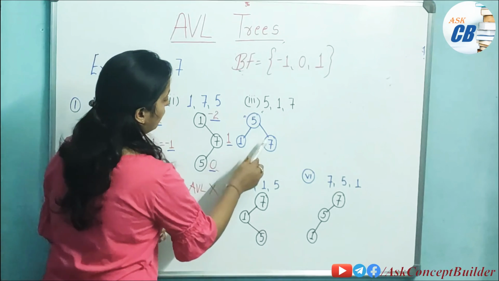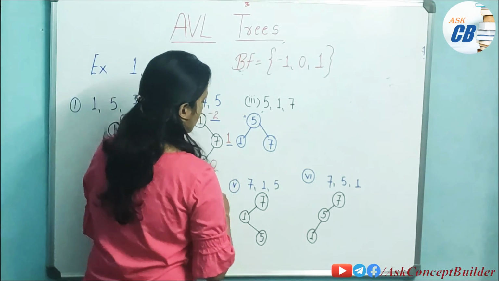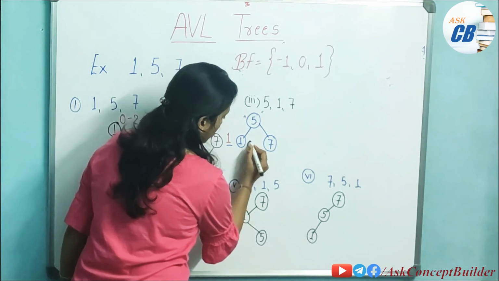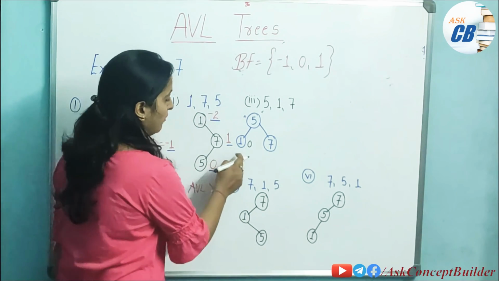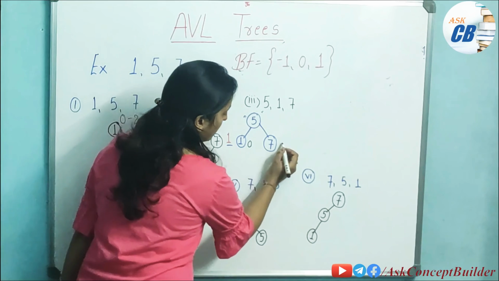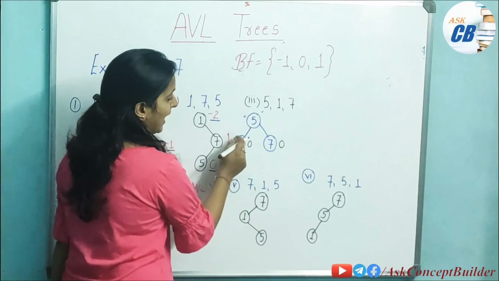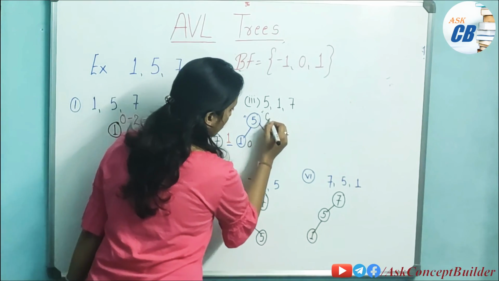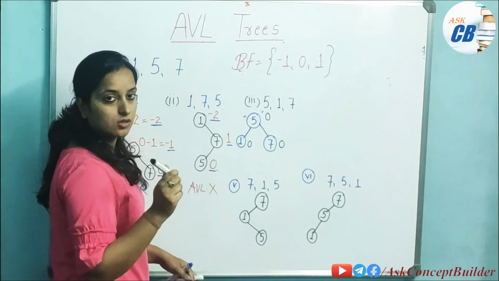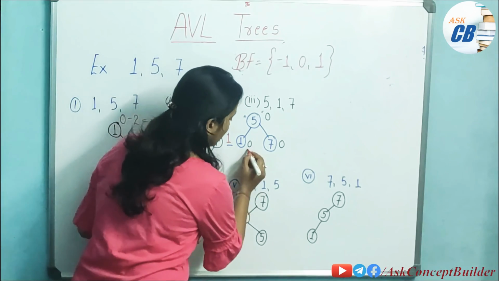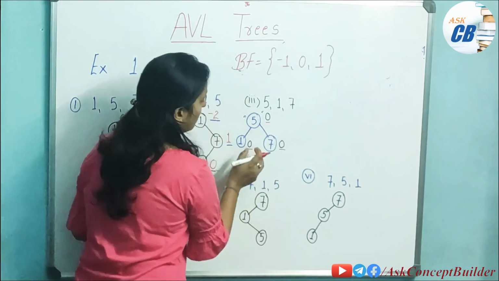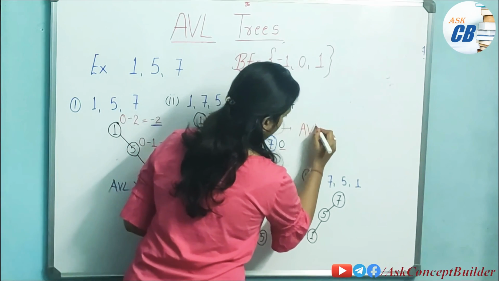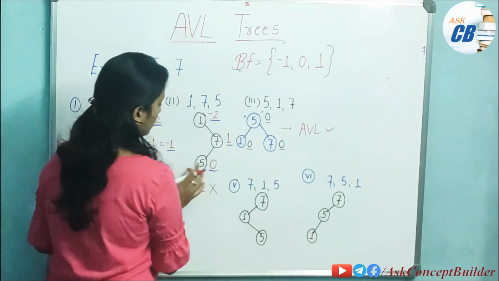Fine. Now we'll move here. For this tree, the balance factor for this will be 0, because height of left subtree minus height of right subtree is 0. For this again 0. Now for this one, the height of the left subtree is 1 and the height of the right subtree is 1, so 1 minus 1 is 0. For this it is also 0. Now the balance factor for all the nodes is within this range, so this tree is your AVL tree.